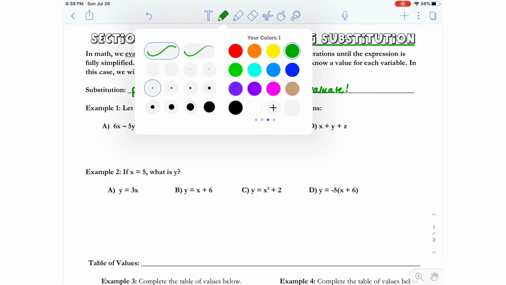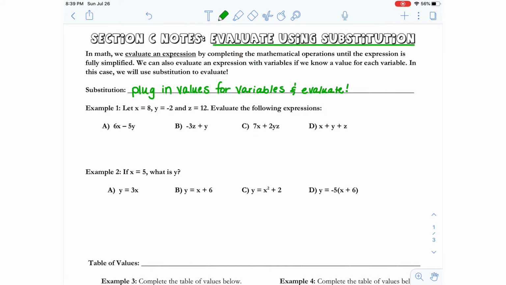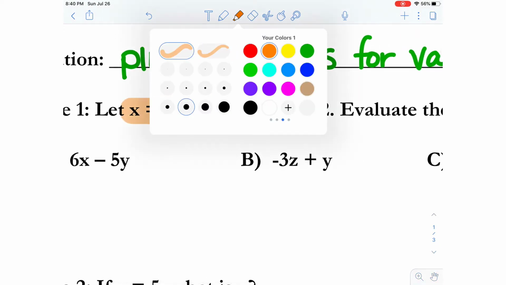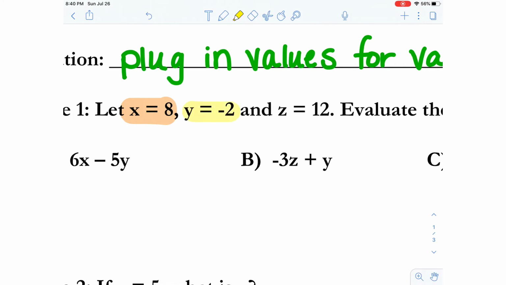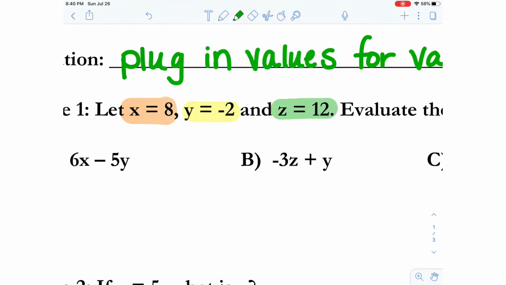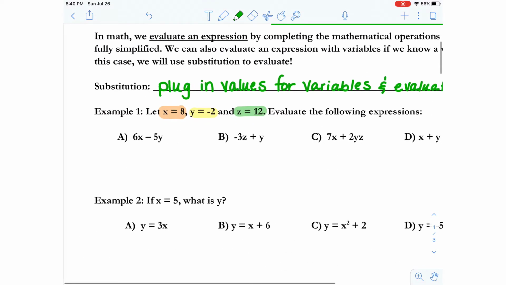Okay, so let's go ahead and start. This gives me that x is 8. So I'm going to highlight that. I always like to use colors, you guys know. x is 8, y is -2, and z is 12. Then it says, knowing that information, let's evaluate these expressions.